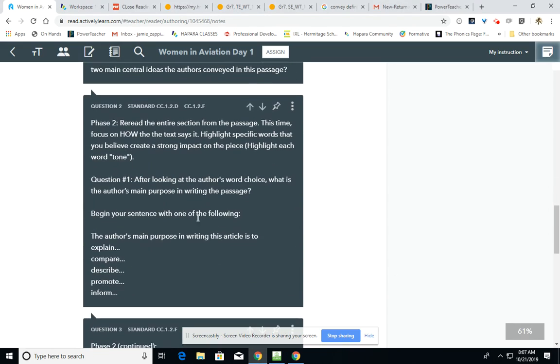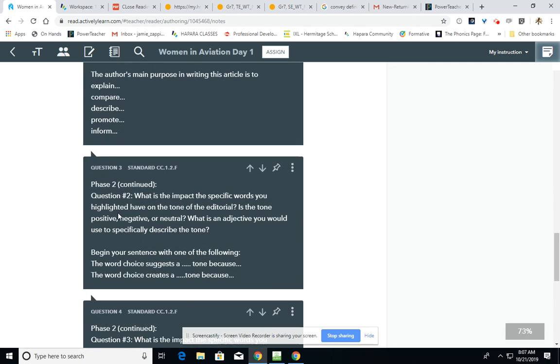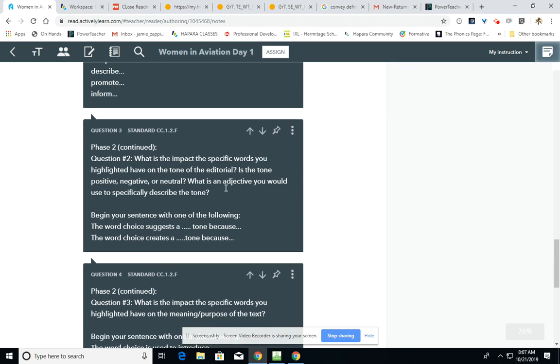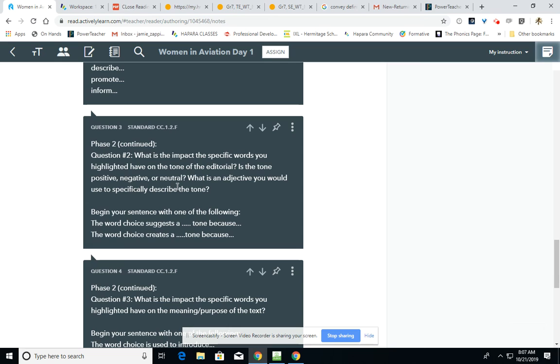Second phase consists of 3 separate questions. So beware, it's one reading of the text, but we're reading to answer 3 specific questions. So the first time we're going to be reading to answer the question, what's the author's purpose in the text after looking at our word choice and labeling some words as tone. The second question for phase 2 is what's the impact the specific words we highlighted when we reread that text actually have on this passage, and is the tone positive, negative, or neutral, and what's the specific adjective you'd use to describe that tone.